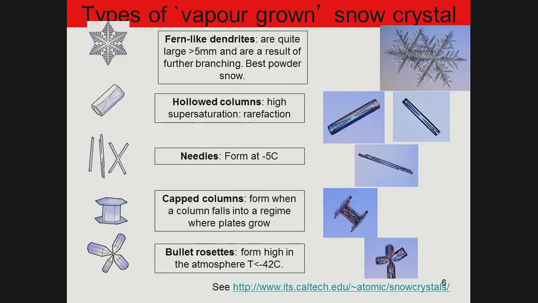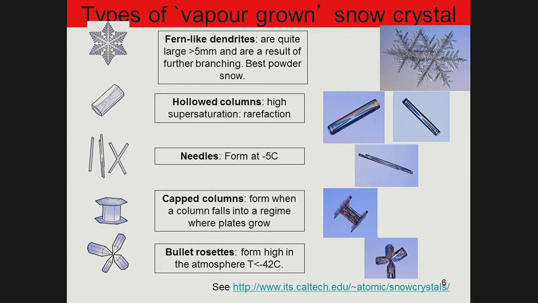Some other examples: fern-like dendrites, very large, greater than 5 millimeters, and hollowed-out columns, so hexagonal prisms where the inside has become hollowed out. That's due to high supersaturations. They grow at high supersaturations, high vapor content. So here are some images from Ken Libbrecht's diffusion chamber.